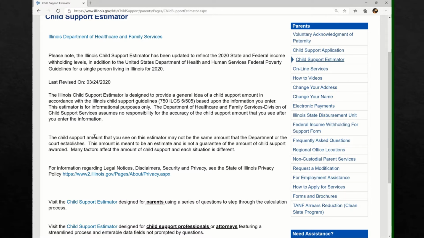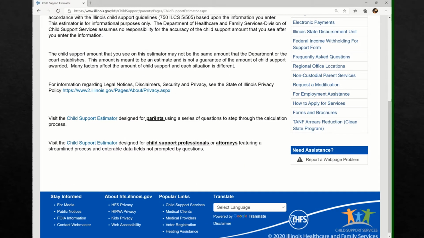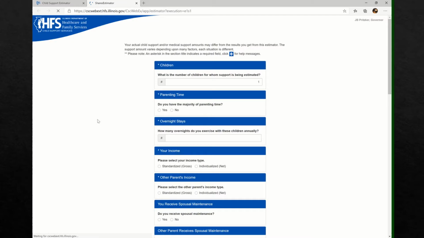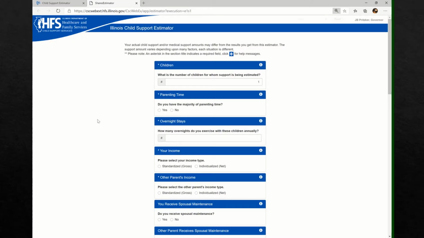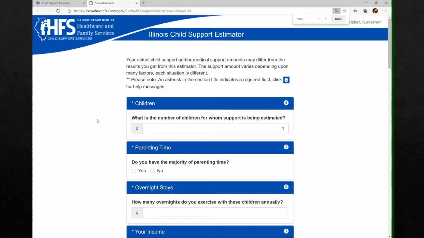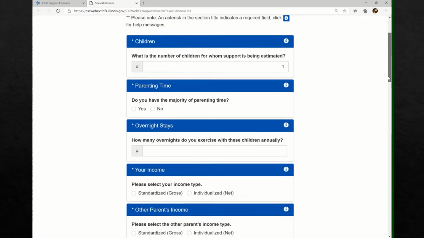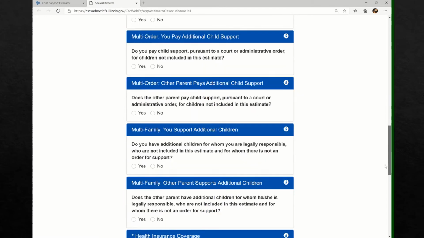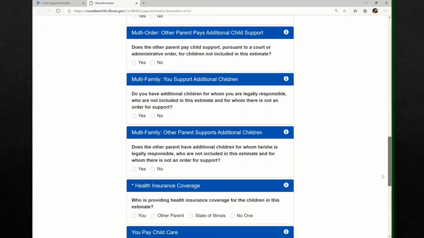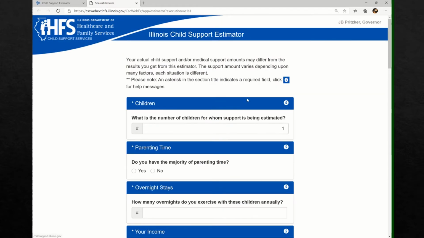There are some disclaimers here saying that this is an estimate only. And it says if you're a parent, then this is the link for you. If you're an attorney or child support professional, this is the link for you. Let's assume that you're one of the parents. Let's go here. I'm going to zoom in a little. So as you can see, this is a questionnaire. It looks like a number of questions, but they're very easy to go through.